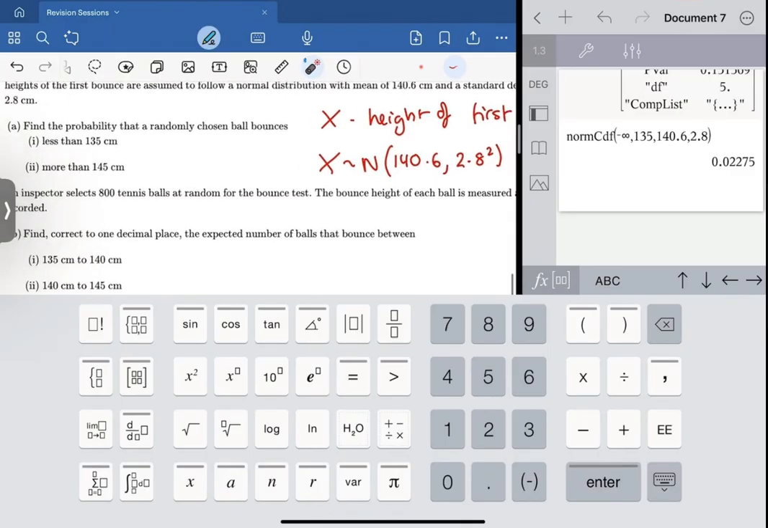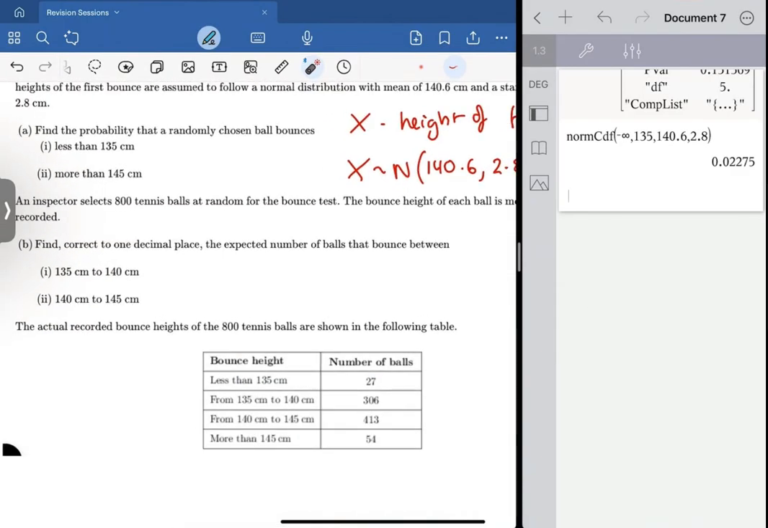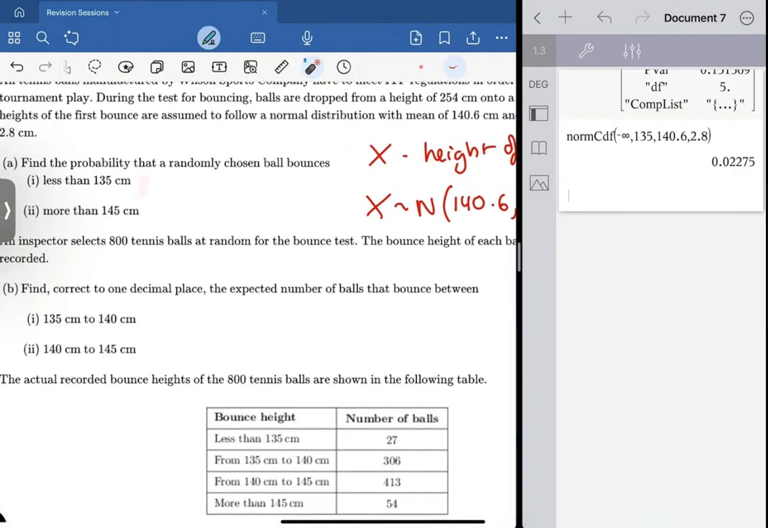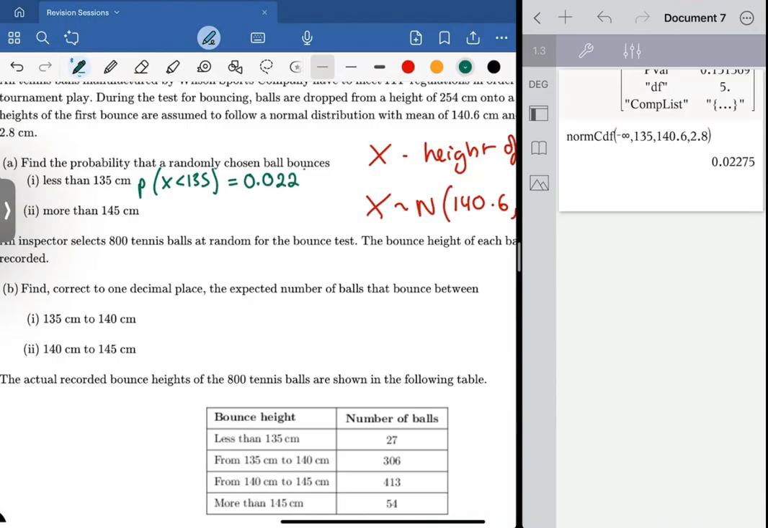So what is the probability? We can write it like this. The probability that x is less than 135 is equal to 0.02275. Let's round that to 0.0228, three significant figures. And then we want to do more than 145.